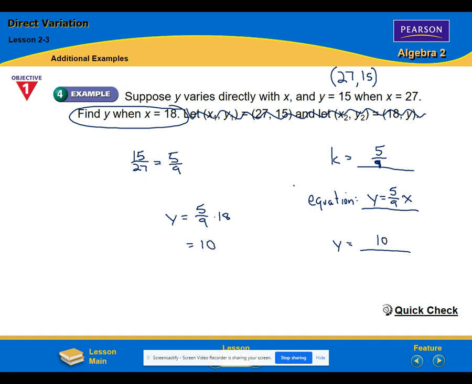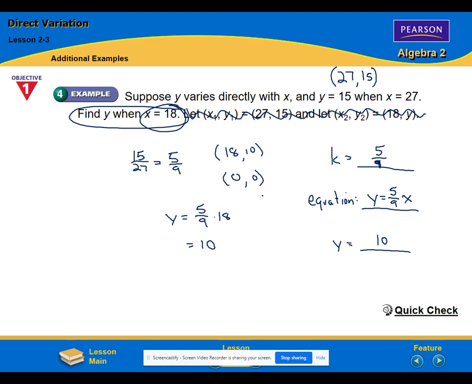And let me say what I said before on a previous example. You now know 3 points that are on this line. This is a line, and it passes through 27, 15. We now know that it passes through 18, 10, right? x is 18, y is 10. So 18, 10 is another point that it would pass through. And the origin is also a point that this would pass through because it's direct variation. And if you want to, plot it out yourself on a piece of graph paper, you would see these 3 points form a line.